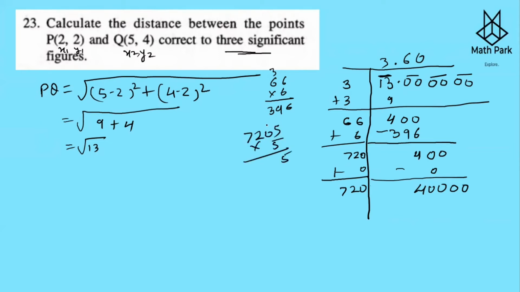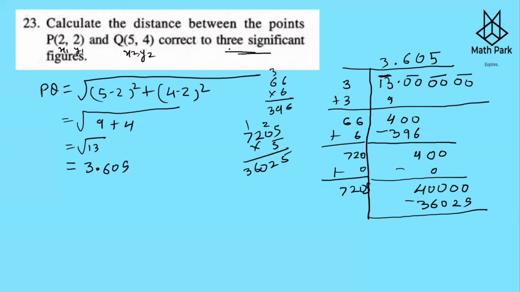5 5s are 25, 2 here. 5 2s are 10, carry 1. 5 7s are 35 plus 1, 36. So we get 36025. We subtract this. We can stop here. No need, we have found it. Because if I go for a number more than this, this is going to go more. I can stop here. So square root up to 3 decimal places, I got 3.605.